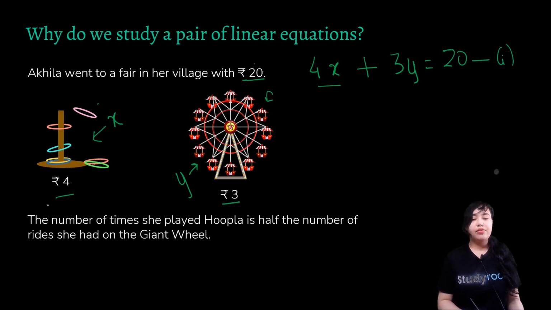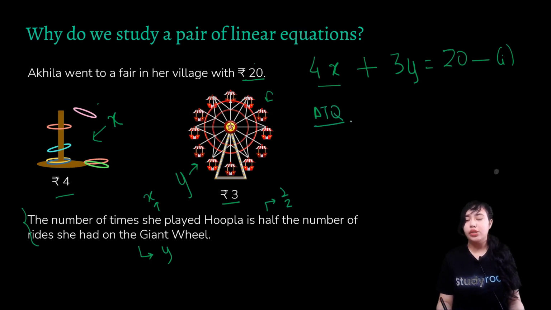But be very careful here to read the entire question. They've assigned a condition here which says that the number of times she played hoopla, that is x, is 1 by 2 the number of rides she had on the giant wheel, that is y. So here, according to the question, ATQ means according to the question, we can say x is equal to 1 by 2y. Let's convert it into an equation of the form like this. So we can cross multiply this. I will get 2x is equal to y.